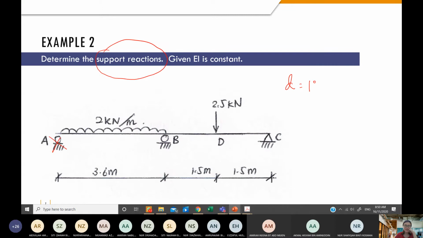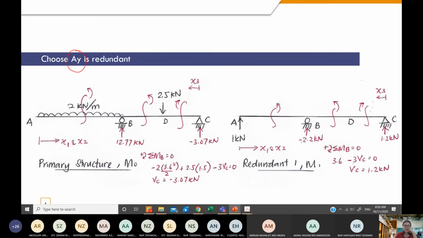So AY is a redundant, meaning that you take out the roller. AY is not there; the ones that remain are BY, CY, and CX. Okay, so you can have a look at this. But I'm going to show you why we need to cut 3 sections. You need to observe both of these systems. Let's observe M0 first. Whenever you go along the member, you cut a section wherever there is any differential in terms of loading.